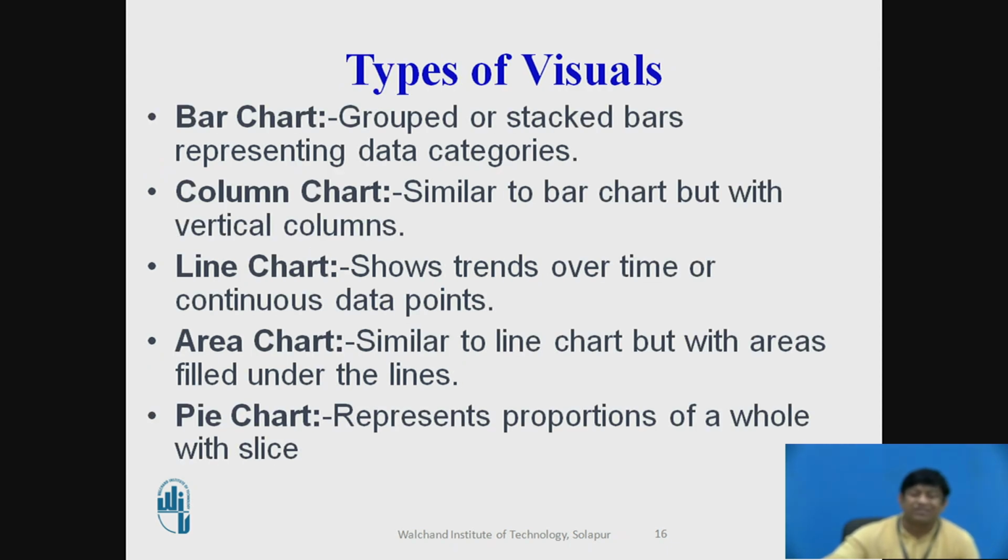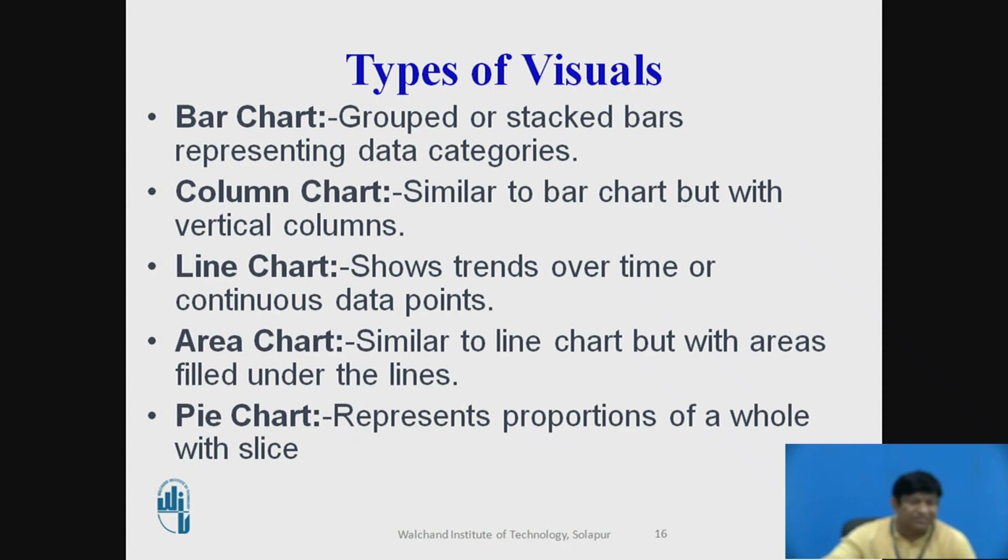Here are the types of visuals. Here we can consider some basic types of visuals: bar chart, grouped or stacked bars representing data categories. Column chart, similar to bar chart but with vertical columns. Line chart shows trends over time or continuous data points. Area chart, which is similar to line chart but with areas filled under the lines.